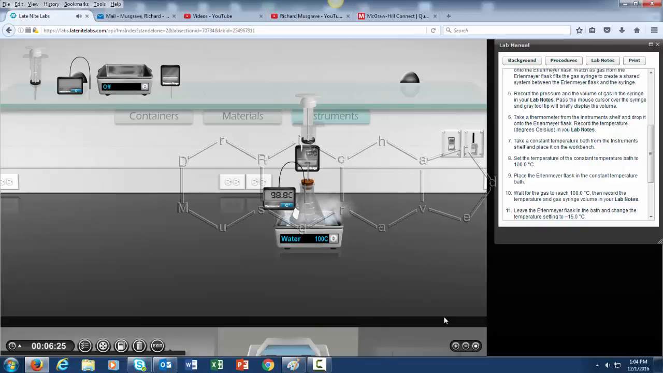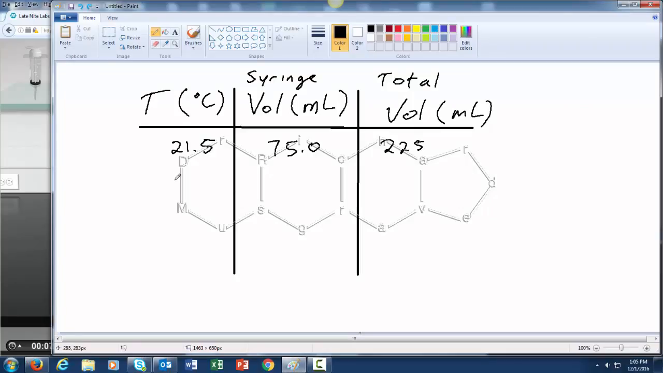So I'm just waiting patiently for it to get to 100 degrees. It's at 99.4. Keep going. Alright, so now it's reached 100. It's not going to go any higher than that. But take a look at the gas in the syringe now. Because the gas is hotter in the flask, we expected it to expand, and it has, and it expanded to 135.0 mLs. So now that allows us to get our data for that point.